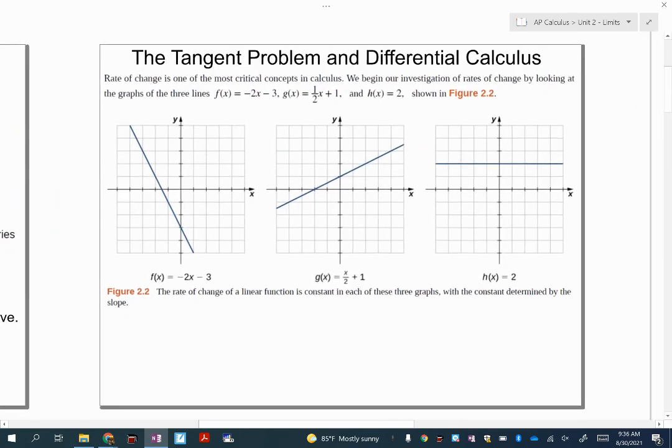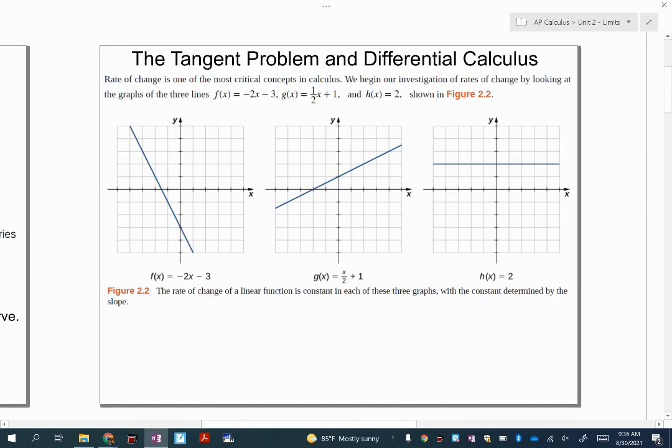Let's get to it. Now, a lot of this stuff is just going to be very theoretical to start. I'm going to do my best to lecture on it, but ultimately, like I said, I think reading about it will help you the most here. So we have three lines. You can see we have one with a negative slope, one with a positive slope of 1/2, and another one that is a horizontal line, so it has no slope, y equals 2.